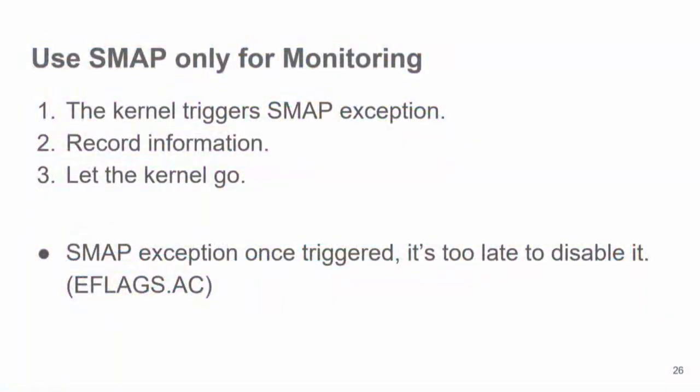But the problem is Bochs is very slow. It's a fully software-emulated hypervisor. It doesn't have any hardware-assisted virtualization, and it interprets each instruction it executes, so it's very slow. We just want to do it better and faster, so maybe we can go deeper into the application. So we want to use SMAP just for monitoring, and it will be much easier. When the kernel triggers SMAP page faults, we just record some information and let the kernel go.